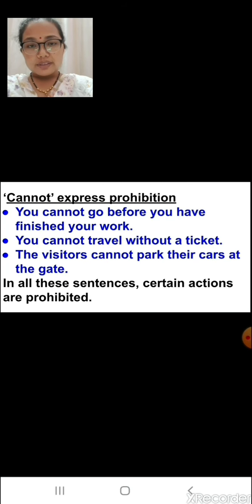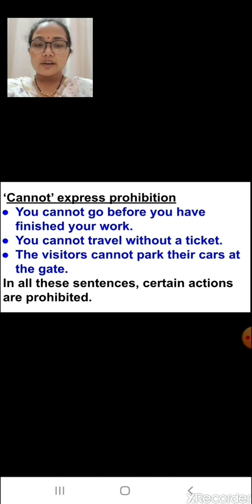Cannot expresses prohibition. For example, you cannot go before you have finished your work. Number 2, you cannot travel without a ticket. Number 3, the visitors cannot park their cars at the gate. In all these sentences, certain actions are prohibited.